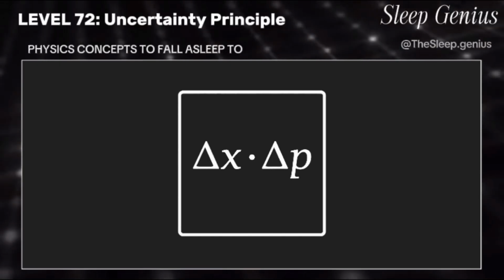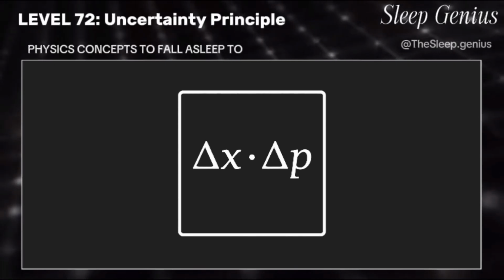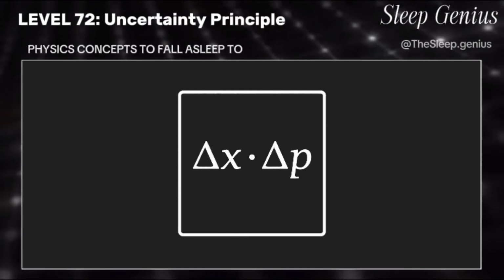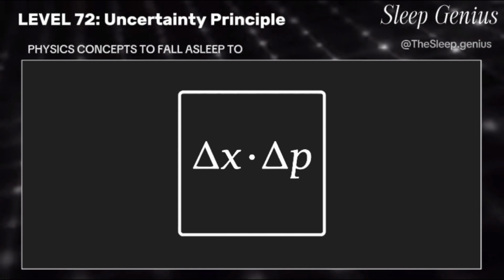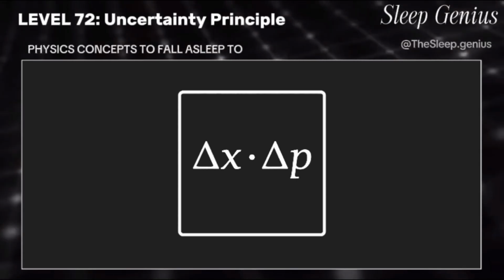The uncertainty principle is a fundamental idea in quantum physics. It explains that certain pairs of properties of particles, like position and momentum, cannot be measured exactly at the same time. The more precisely one property is known, the less precisely the other can be determined. This principle reveals the limits of observation at very small scales. It shows that nature is inherently uncertain at the quantum level.